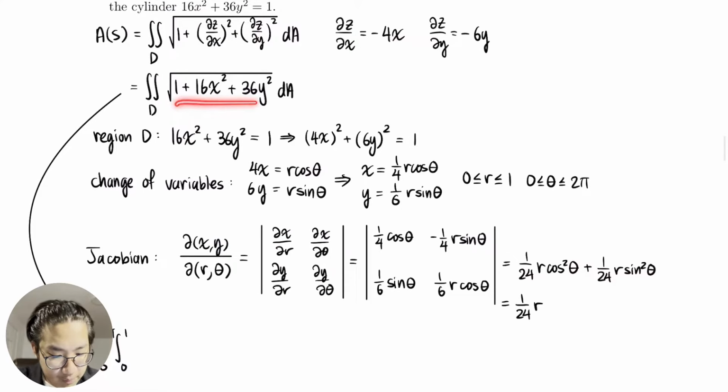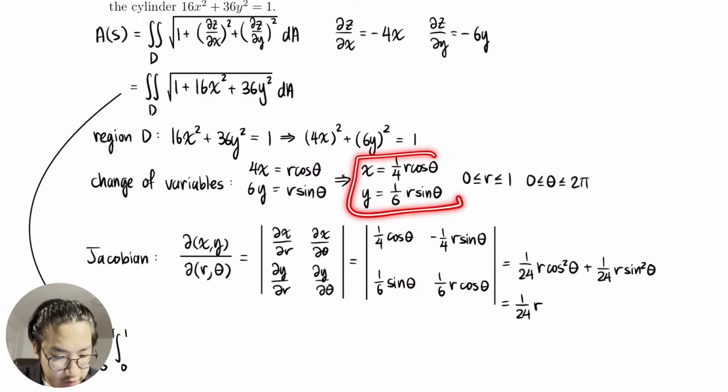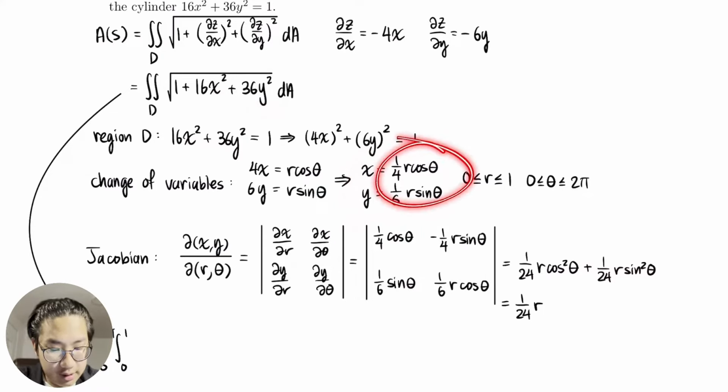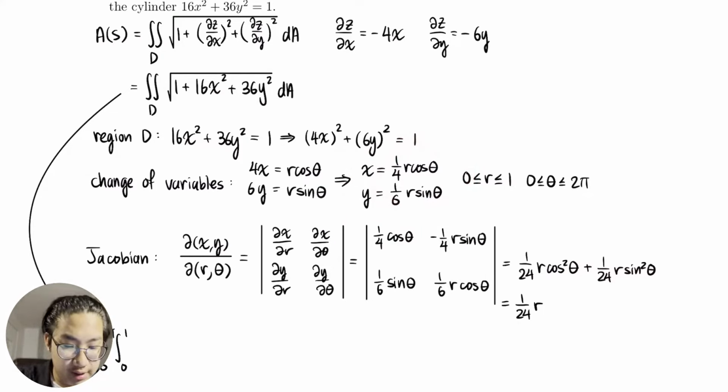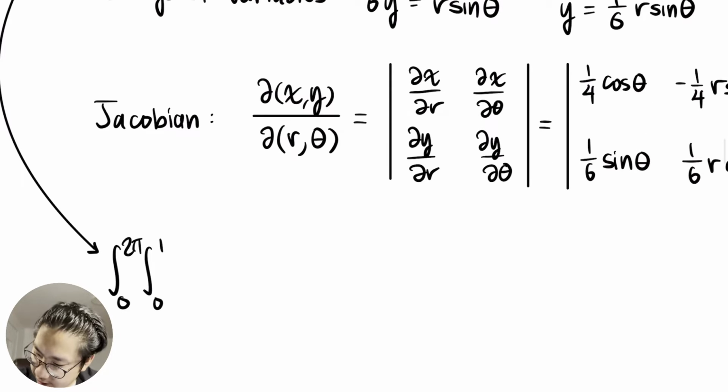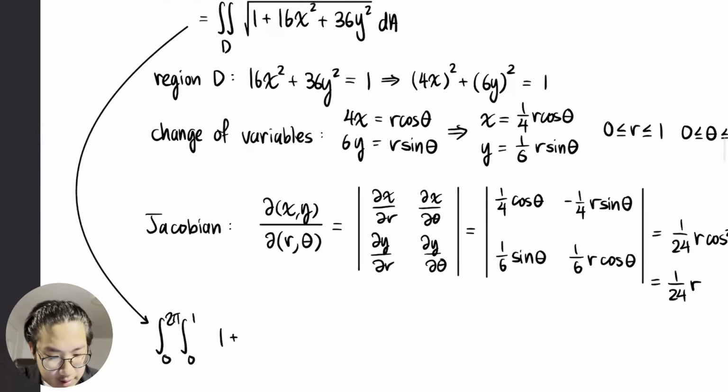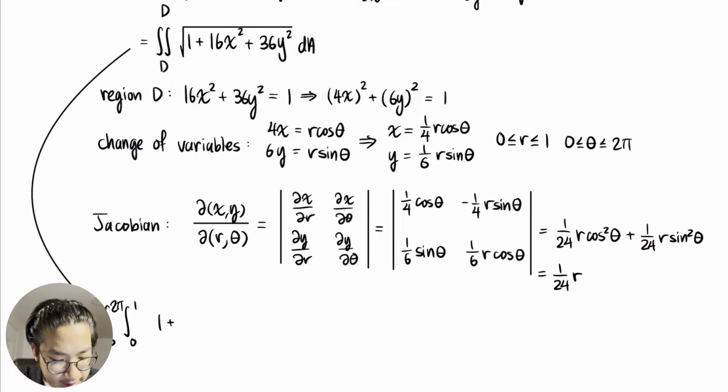But remember, we do have our change of variables that we are doing. So wherever we see x or y, we're replacing with 1 over 4 r cos theta and 1 over 6 r sine theta, respectively. So in this case, let's write it out the full way. We have 1 plus, and then here we just have 16 times this quantity here, squared.